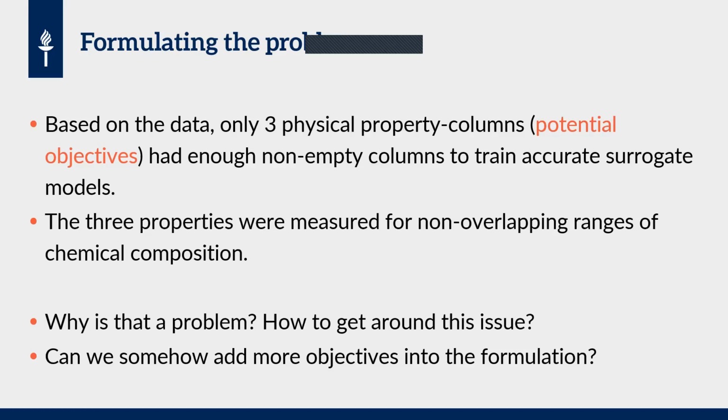But this does not mean that we can just straight up use these 3 columns as objectives, because if you think about the 20-dimensional input space, what I found was all of these measurements were done in totally independent regions of this 20-dimensional input space. So even if we were able to train very accurate surrogate models, if we took any particular point in this input space and tried to evaluate all 3 objectives, at least one of these models would be extrapolating rather than interpolating, which can be bad.